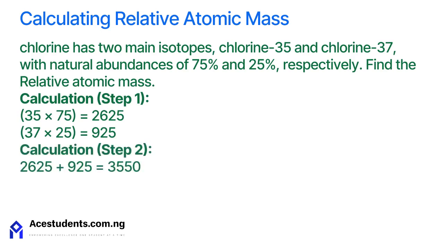Next, we add these two results together. 2,625 plus 925 equals 3,550. Finally, we divide 3,550 by 100. This gives 35.5. So, the relative atomic mass of chlorine is 35.5.